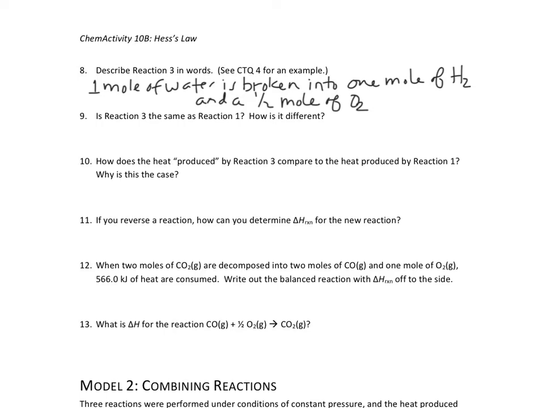Is reaction 3 the same as reaction 1? Well, if you go back and look at it, you'll see it has the same compounds involved, but they're reversed. So what were reactants in reaction 1 are now products in reaction 3 and vice versa.